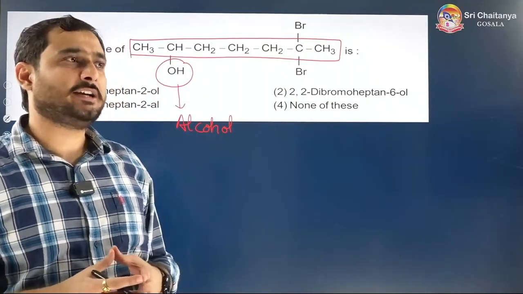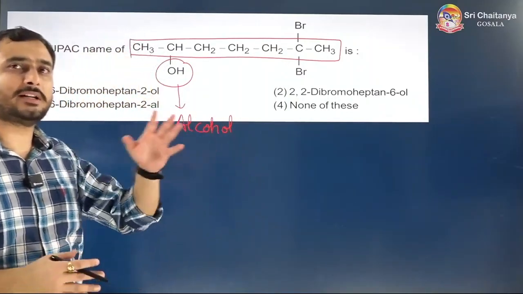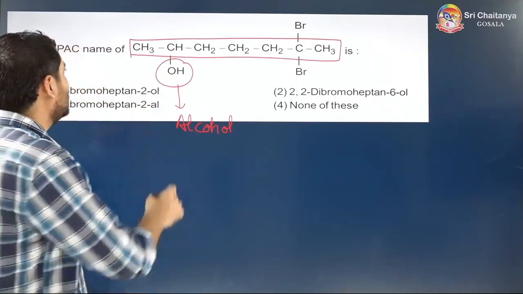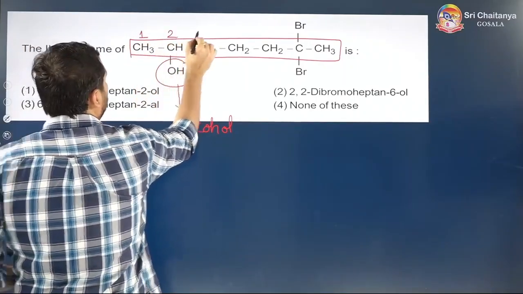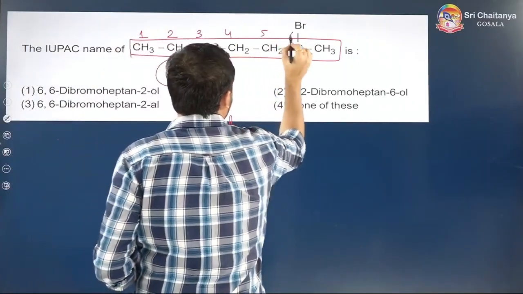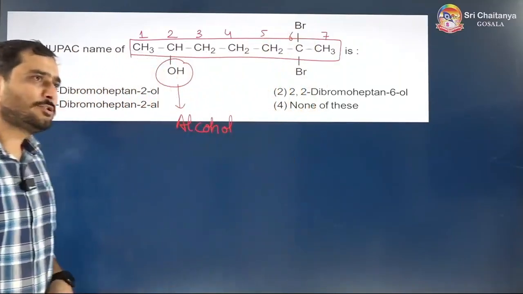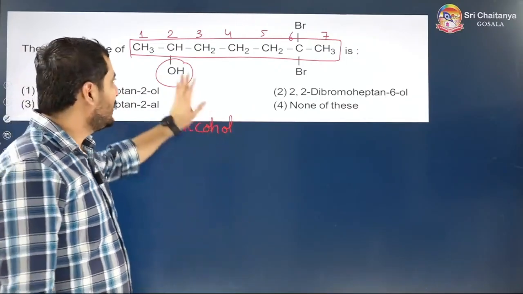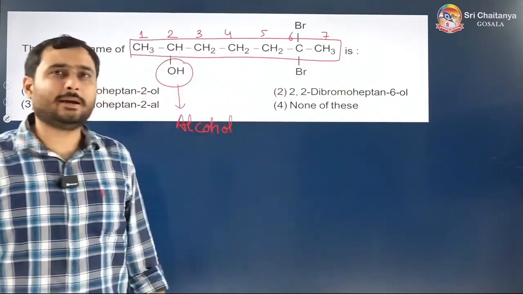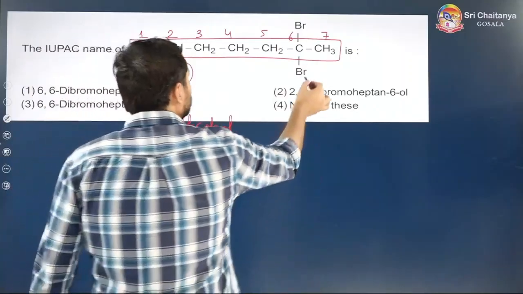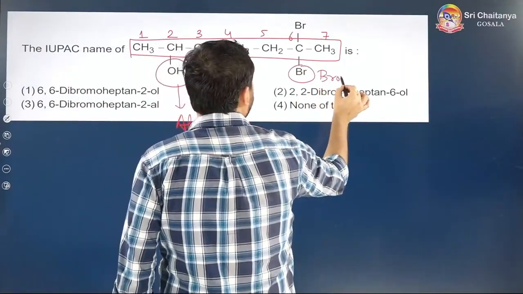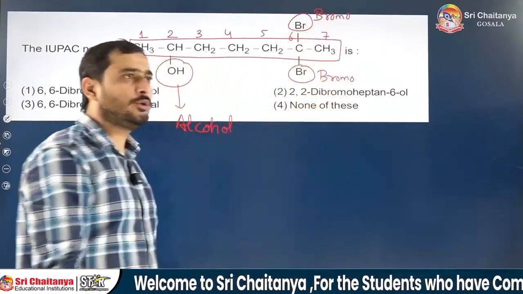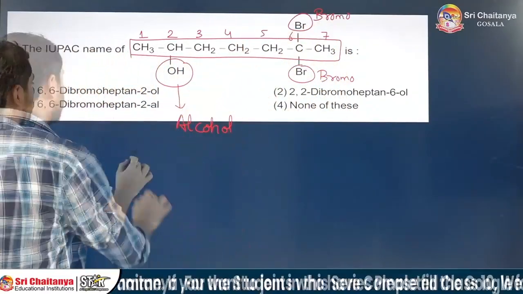After selection of the parent chain, the next thing is we have to do the numbering. Numbering is done in such a way that the functional group will get the least number. So we have to do numbering from this side: 1, 2, 3, 4, 5, 6 and 7. Many students are telling the answer first, very good. But see how the name can be written here. After numbering, first we have to write the names of the substituents present. Br is bromo, and this Br is also bromo. So 2 bromo are present. At which position are they present? 6th. 6, 6.